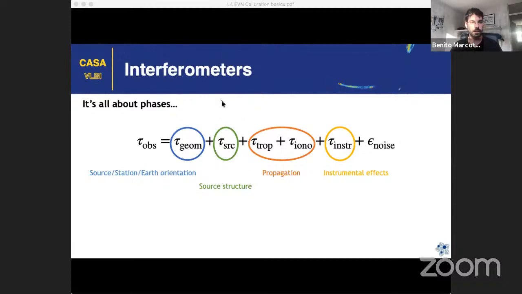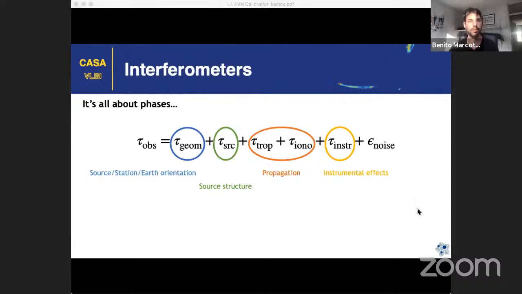Of course, the phases for different baselines may be affected by the fact that your source is maybe not strictly point-like at the phase center where you are correlating. So that also may introduce some phase variations. And of course, the important part, which is time variable and you cannot predict, is the propagation effects. The signal goes through the atmosphere, and depending on your frequency, you may be more affected by the troposphere if you're observing at high frequencies, or the ionosphere if you're observing at lower frequencies, like below 5 gigahertz.